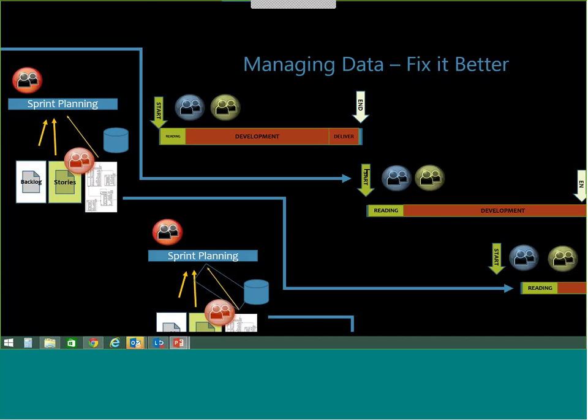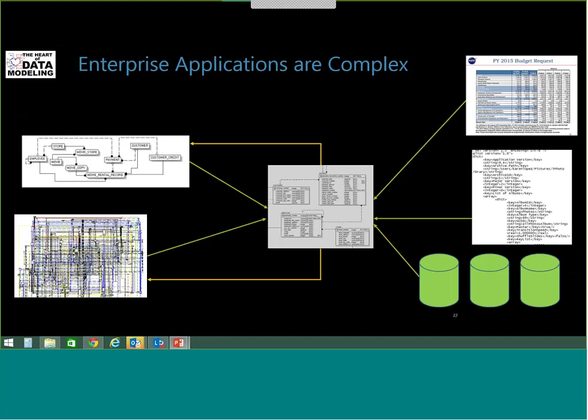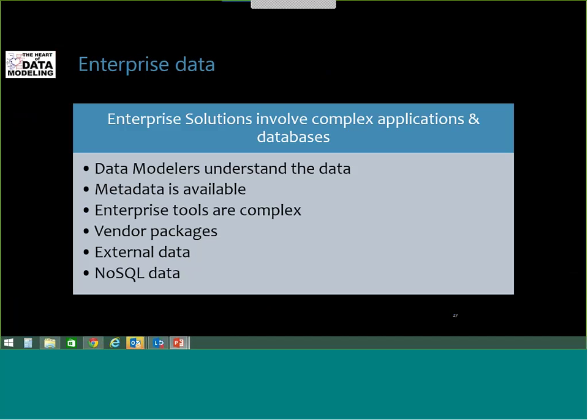So this is my number one fix for the dysfunction of thinking that data models can be done in an instant. The other thing we have to deal with on enterprise projects is the fact that enterprise applications are complex. They aren't self-contained websites. They aren't just a team of people coming up with requirements. We have all kinds of things we have to do there. Enterprise solutions involve these complex applications and databases, and we have data modelers that already understand the data, that know what metadata is available, that know enterprise tools are complex: vendor packages, external data, NoSQL data.